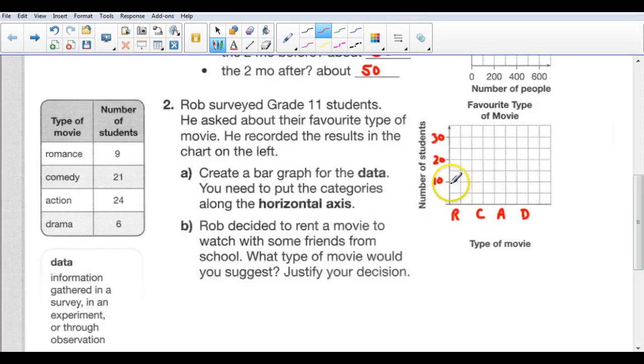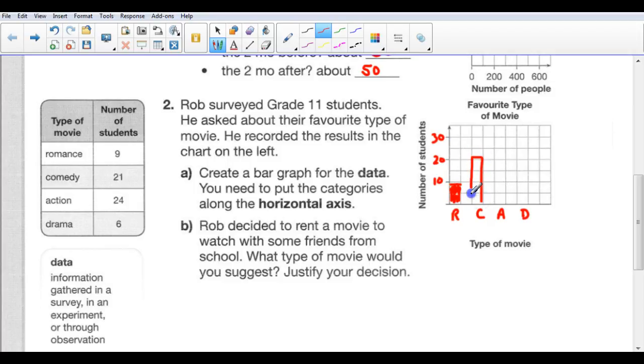Okay, so now romance, there was 9 students. So 9 is somewhere about here, just before 10. And then we can shade that in. And here, comedy there was 21, so we'll go up to 20 and then just go a little bit past 20.